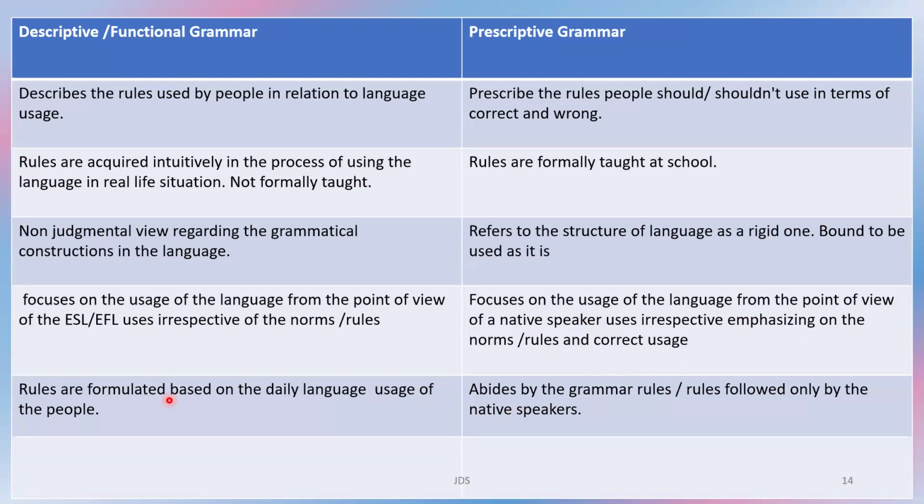Rules are formulated based on daily language use. So rules can get interpreted in different manners. According to how people use them, the rules become flexible. Here, rules are not at all flexible. Users have to abide by the rules, right? So it's a very strict, rigid kind of approach. And this one is a very lenient and democratic kind of approach.